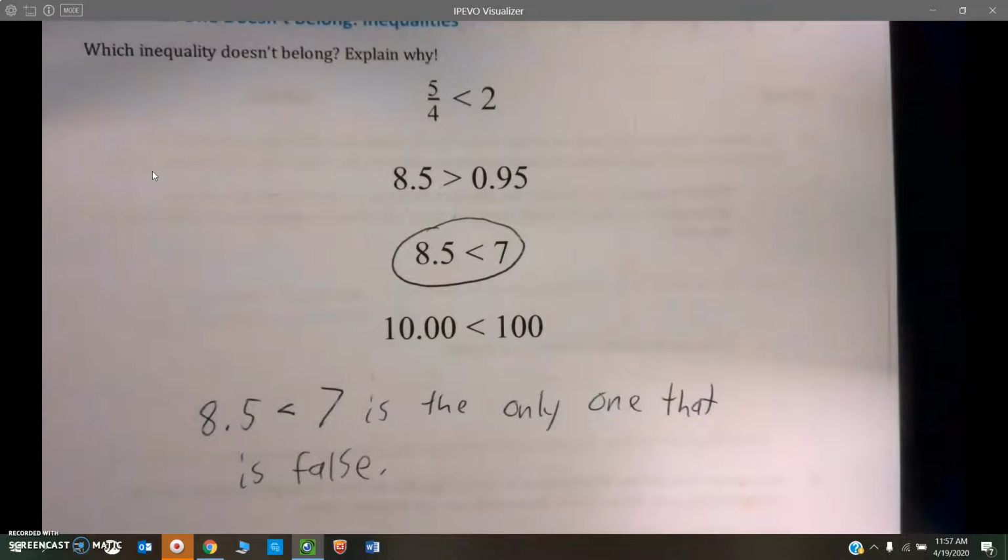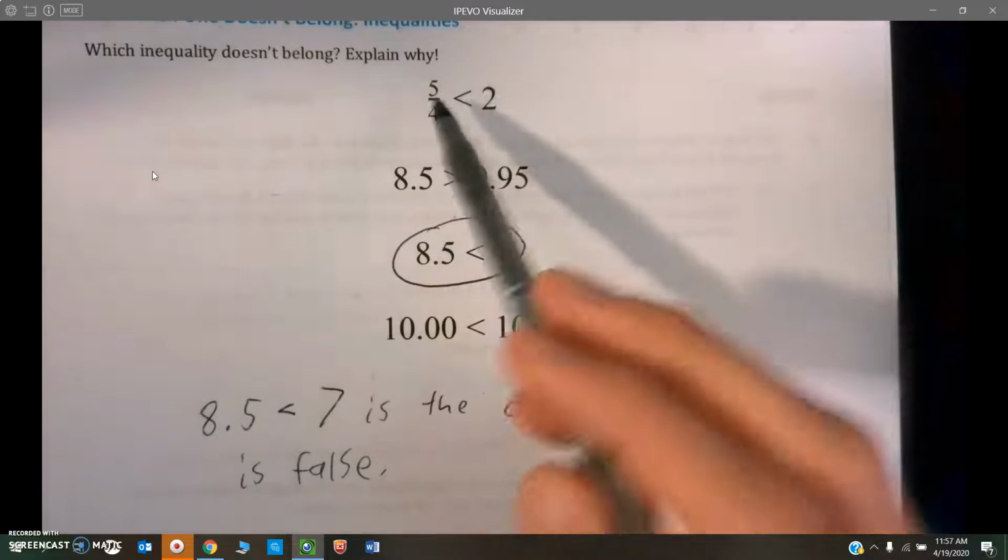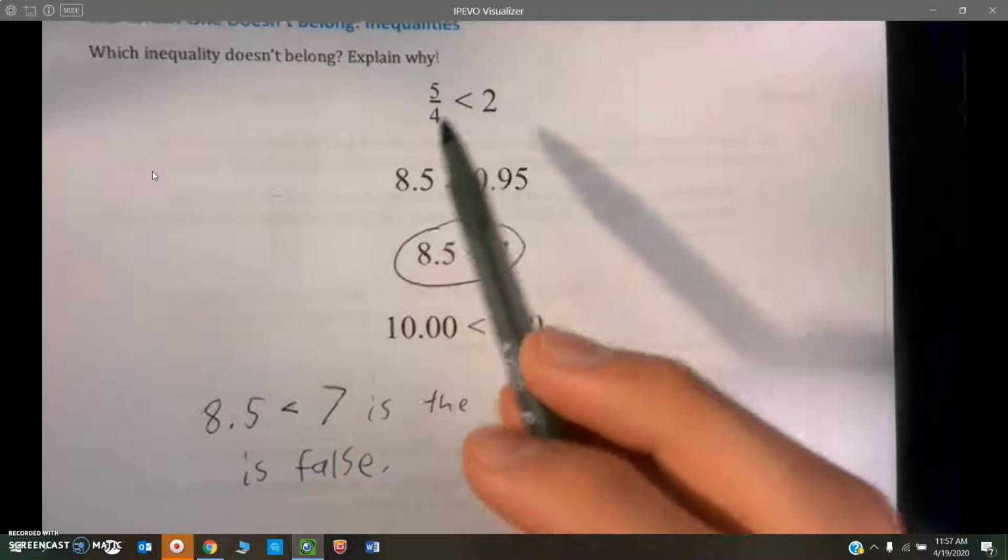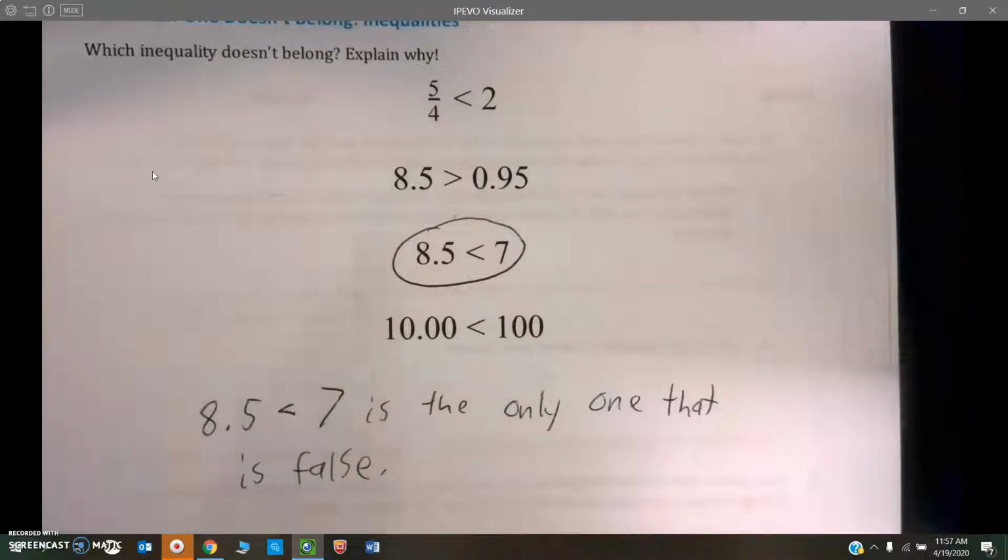10's less than 100, 8 and 5/10 is bigger than 9 and 5/100, and 5/4 is equivalent to 1.25 or 1 1/4, so that is less than 2.